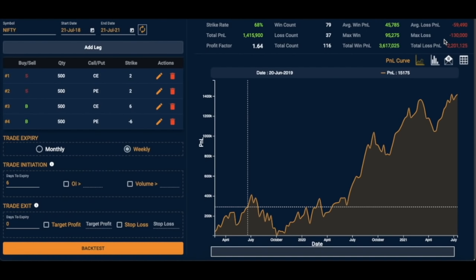But you need to understand that in last 3 years, you would have seen COVID crash, mid small cap taking the beating, auto sector under pressure and whatnot. So many such things happened in last 3 years. But still, with this strategy, you had been sitting on profits of 14.15 lakhs. This is what we call great.